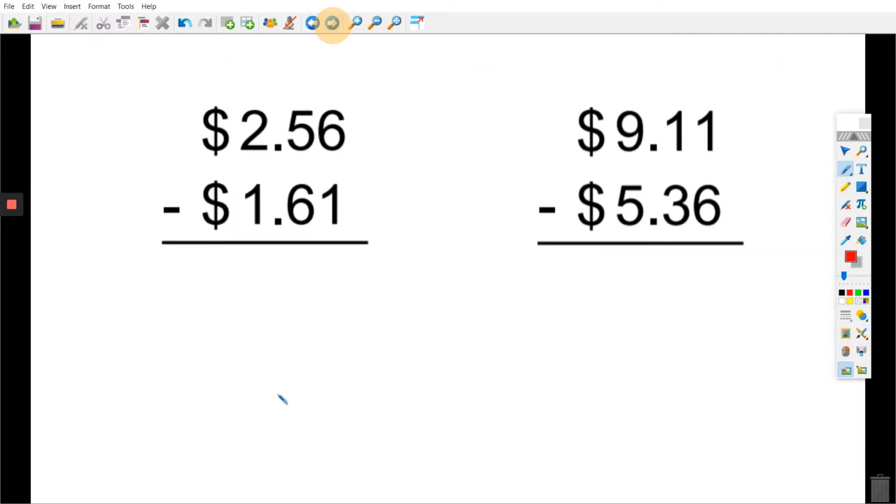Now, remember that when we subtract numbers, it is important that all the digits be aligned, including the decimal point. If the decimal point is aligned, all the other digits fall into place. And we always start from the right. 6 minus 1 equals 5. In this case, 5 is less than 6, so we need to borrow or regroup.